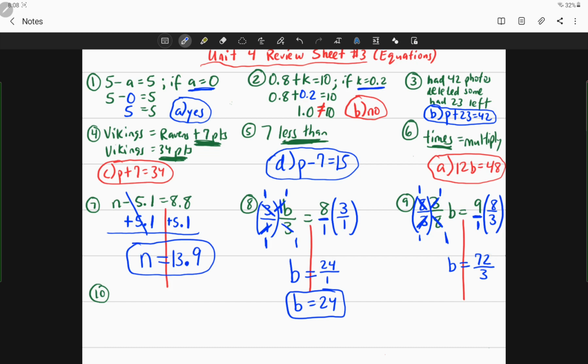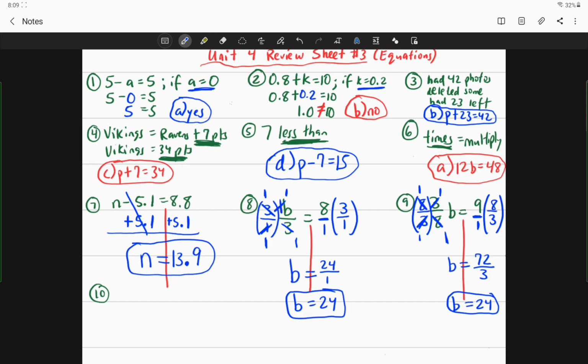And last but not least, we simplify this fraction. 72 divided by 3. Again, you can use long division or a calculator, but b is equal to 24. Little coincidence there with numbers 8 and 9 having the same variable b and the same answer, but that's the answer for number 9 as well.